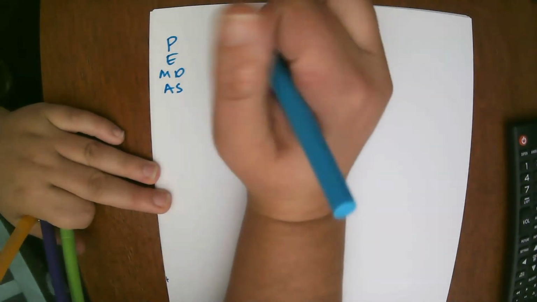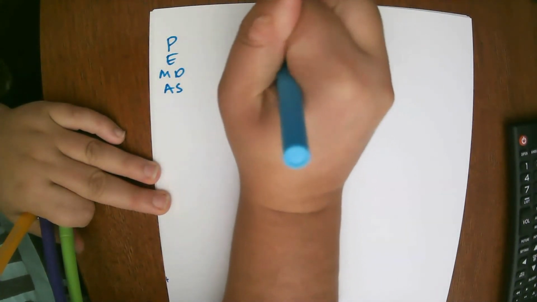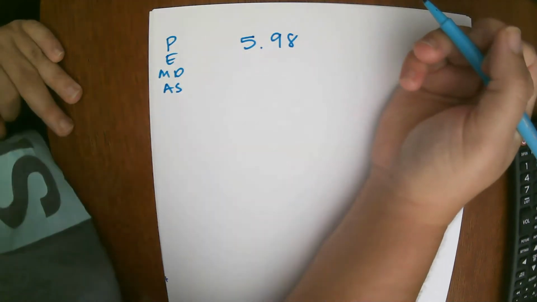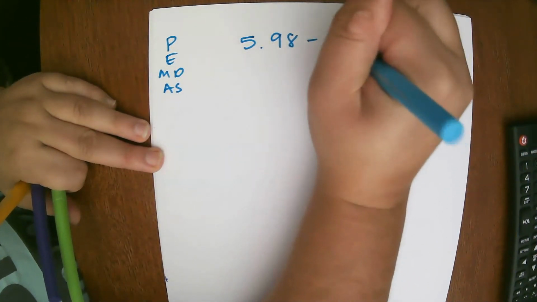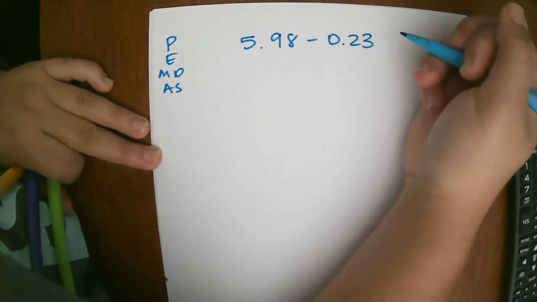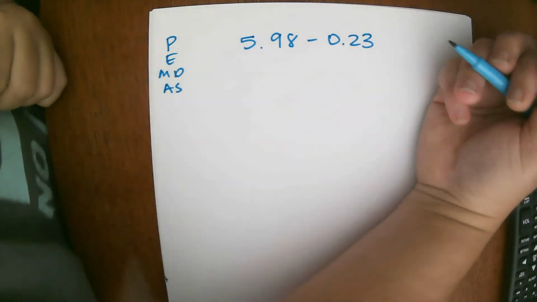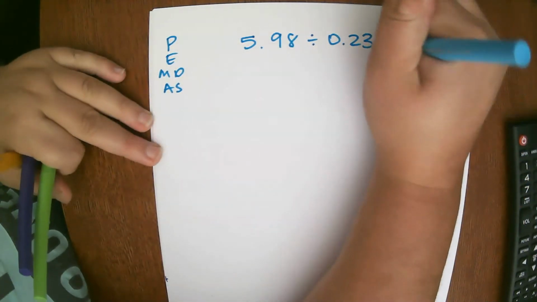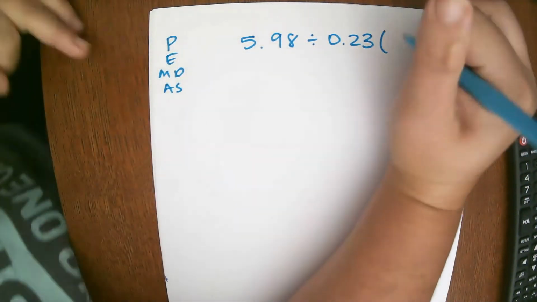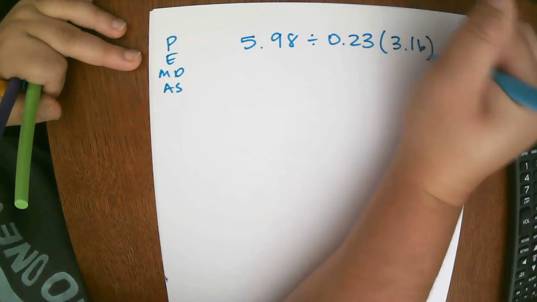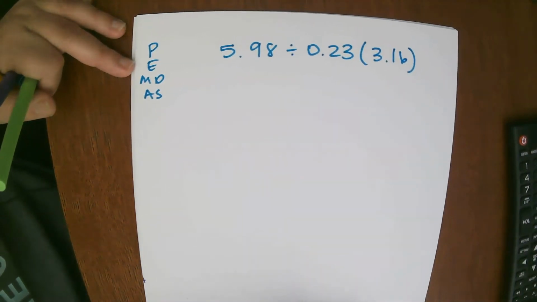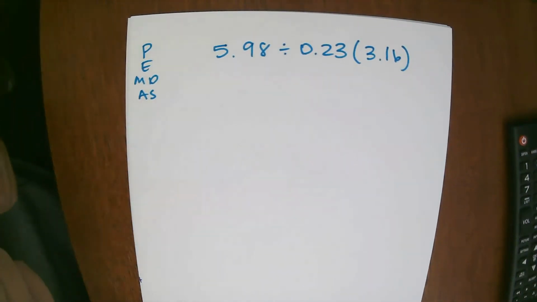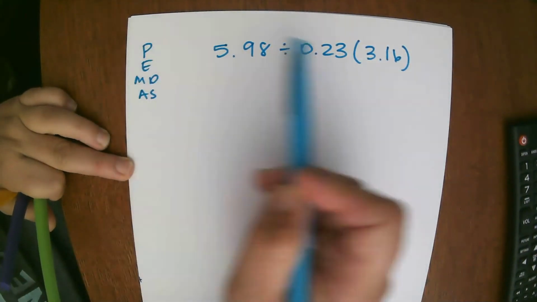Okay, I always leave that as my little reminder. So I have 5 and 98 hundredths, I'm sorry, not minus, divided by 23 hundredths, times, I need glasses apparently, 3 and 16 hundredths. Okay.